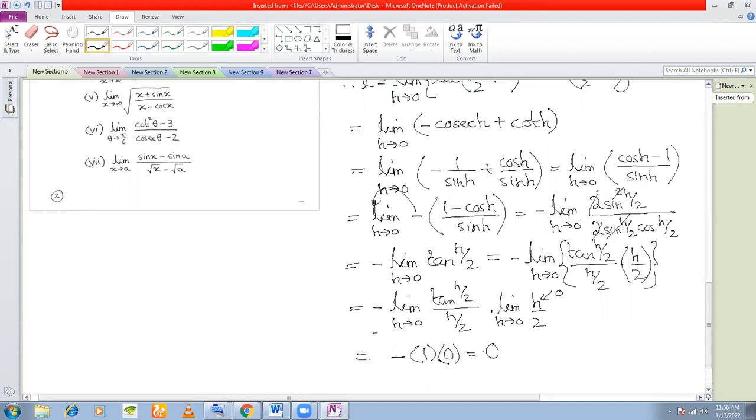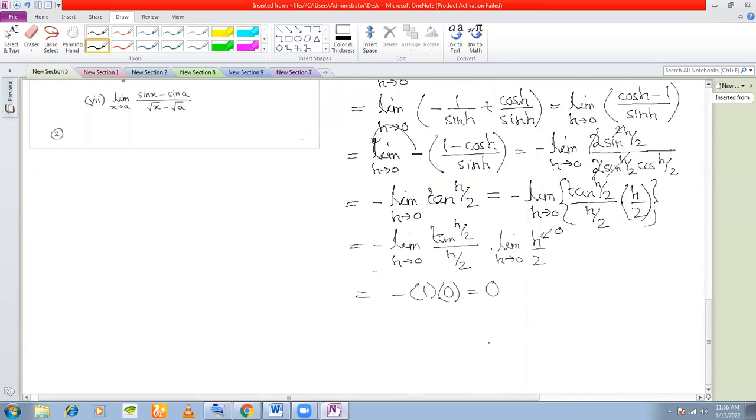Okay. Now this is one way of evaluating this limit, and this is a little longer. What you can also do here is, if you don't want to put theta minus pi by 2 is equal to h, even then this can be evaluated very easily. You have sec theta minus tan theta, isn't it?